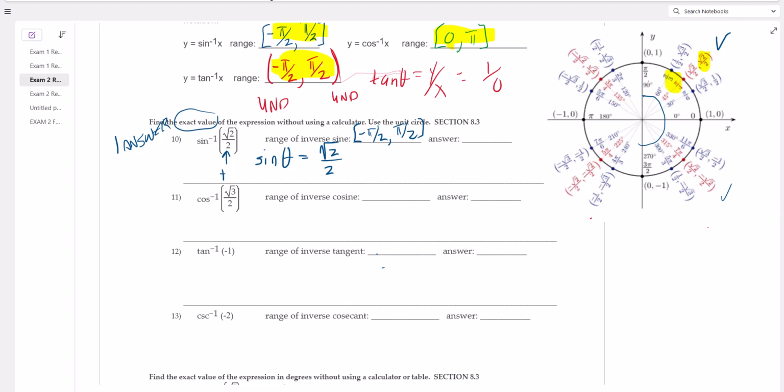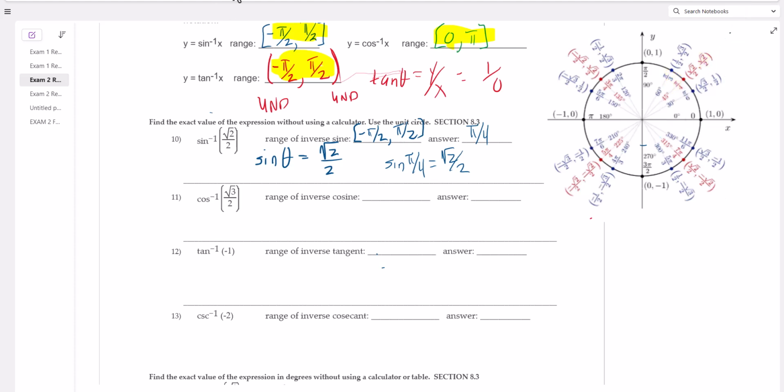Okay, so what you're doing is you're working in reverse on these problems. So the answer is pi over 4. The meaning of this problem is the sine of pi over 4 is equal to square root of 2 over 2. Therefore, the inverse sine of square root of 2 over 2 gives you that angle pi over 4. So that's how you look through that then. Okay? All right. Next problem.